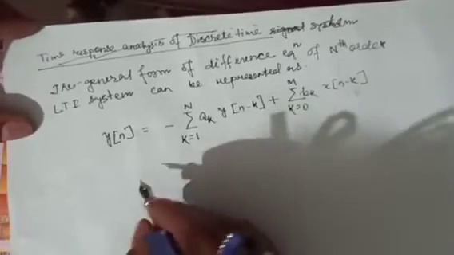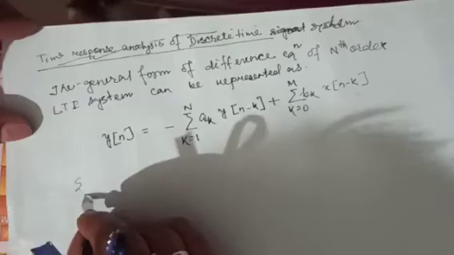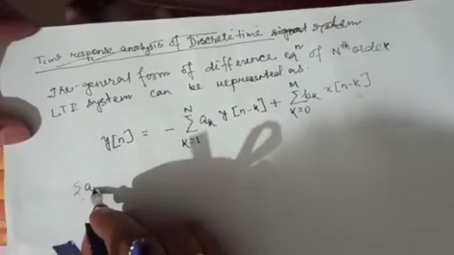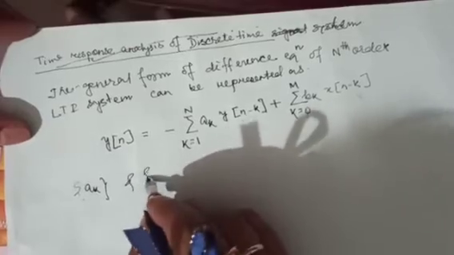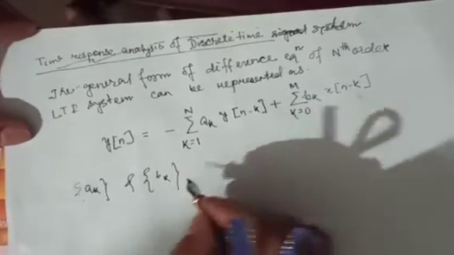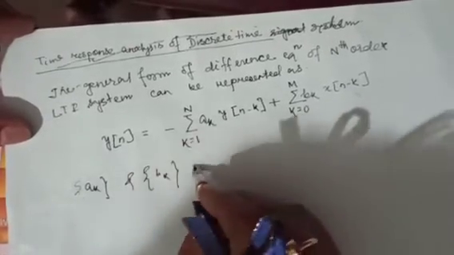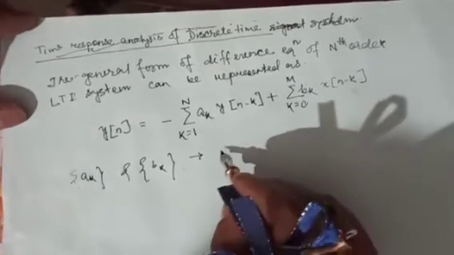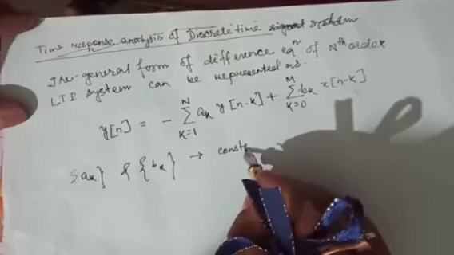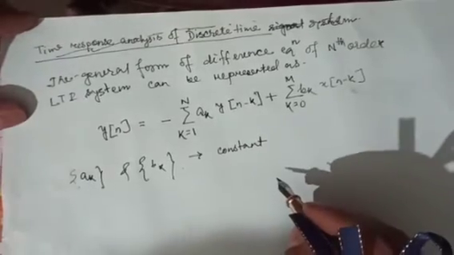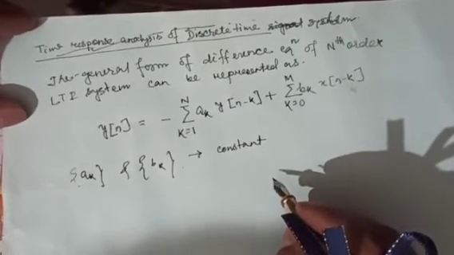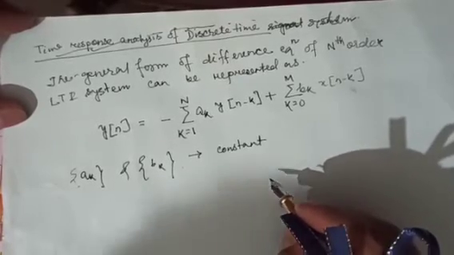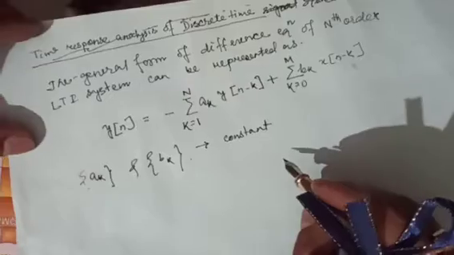Okay, and where it is a_k and b_k, these are sequences a_k and b_k, which are nothing but constants. So these are also called the coefficients of the system, constant coefficients of the system. Now the response of any discrete time LTI system can be decomposed like this.